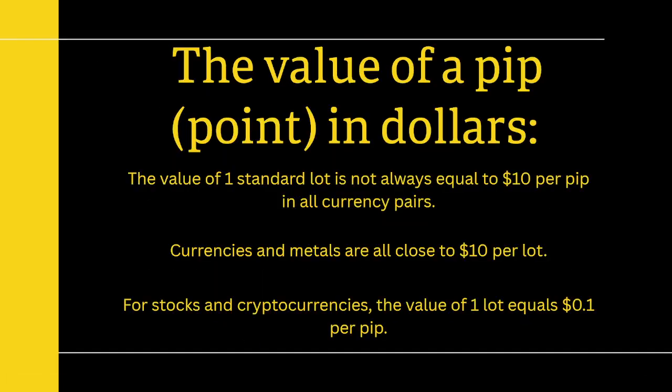What about the value of a pip in dollars? The value of one standard lot is not always equal to $10 per pip in all currency pairs. Currencies and metals are all close to $10 per lot. For stocks and cryptocurrencies, the value of one lot equals $0.1 per pip.